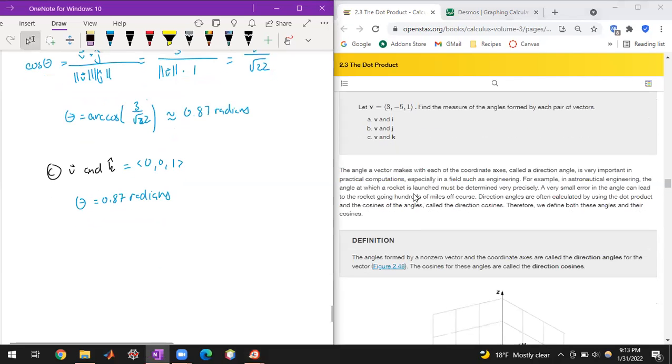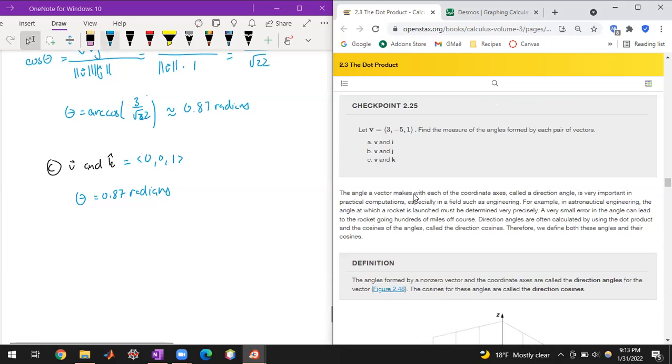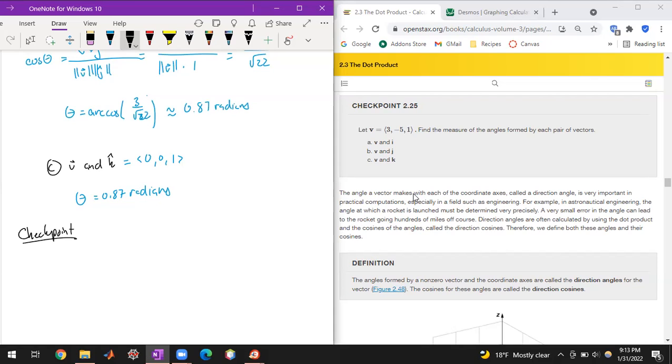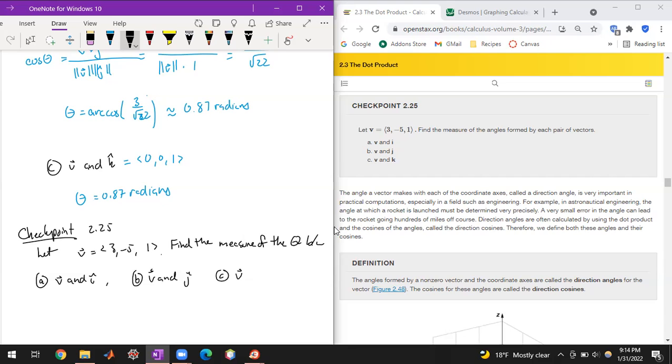Okay, so let's take a look at the checkpoint, which tackles that same approach. The checkpoint says, let our vector v have components 3, -5, and 1, and find the measure of the angle between the different directions once again. So v and i, v and j, and v and k. Let's go ahead and pause here and work on that on your own.